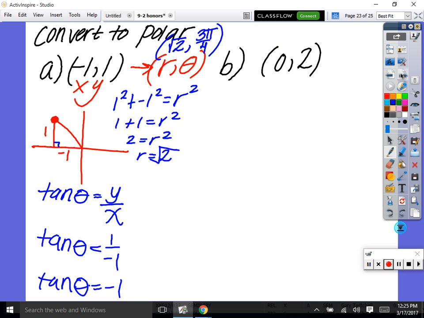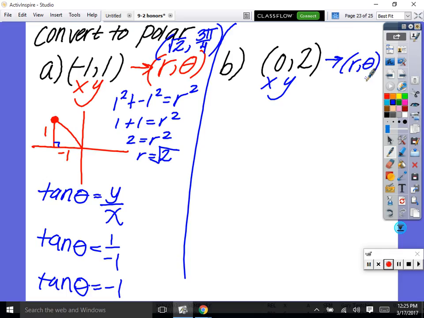Okay, let's keep going. B. Okay, here we go. It says convert it from linear xy point to polar, which is radius comma theta. So once again, this is over 0, up 2. So what's the radius of my circle going to be? 2. So we know that our radius is 2.